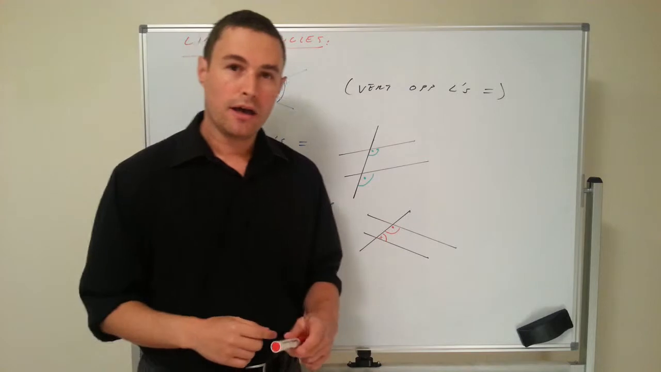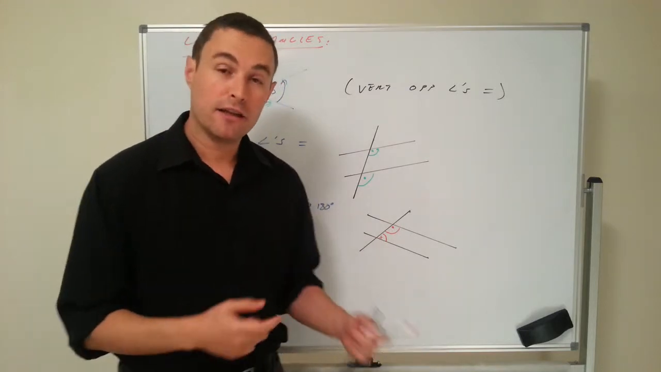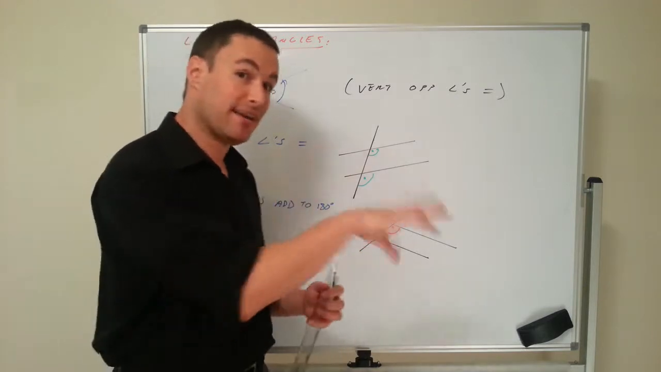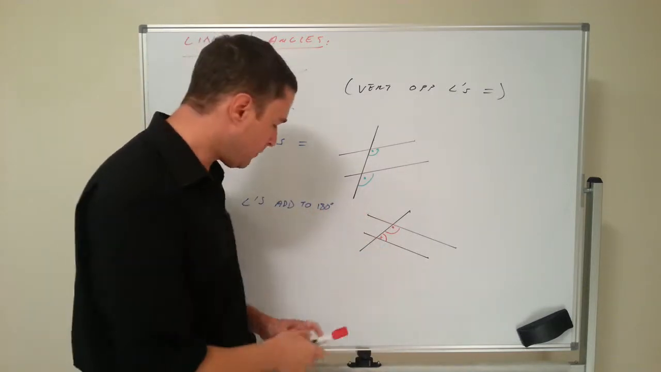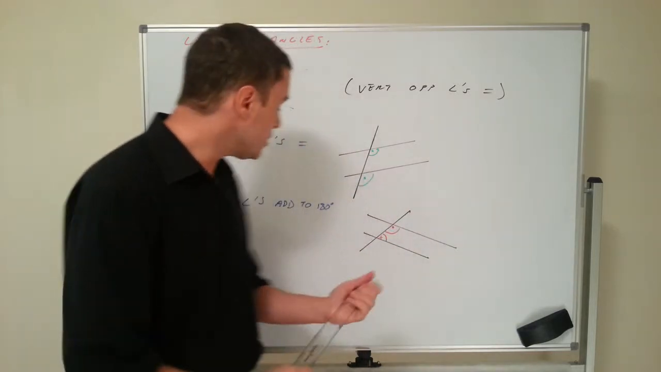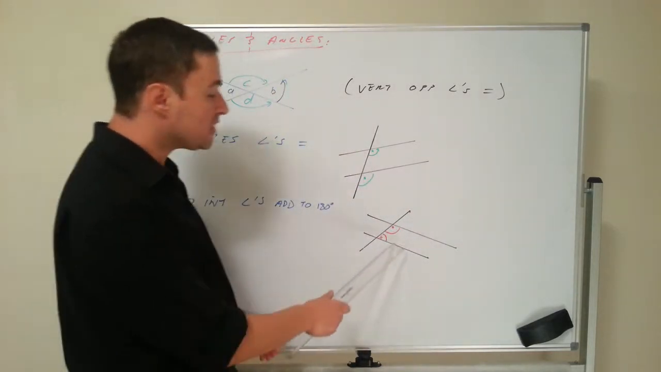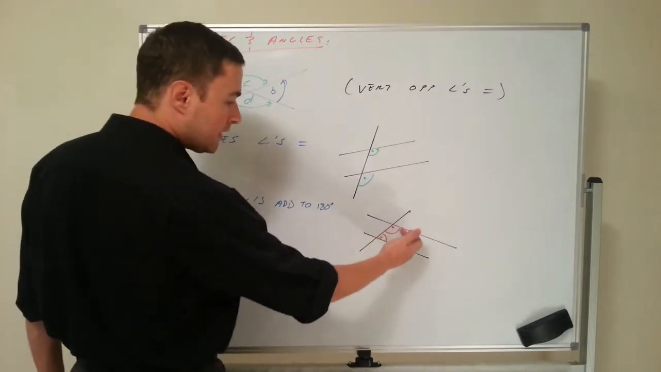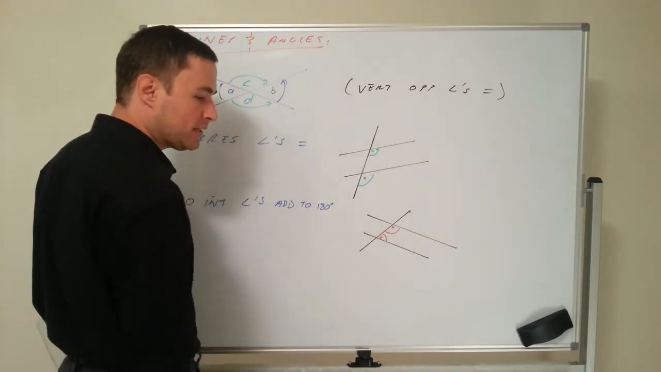Now listen to the word. If I co-produce a movie, that means I produce with someone else. If I cohabitate with someone, that means I live with someone else. So co means I'm doing something with something else. So this here, co-interior, means they're sharing an interior. So these two are sharing an interior, and what happens? They add up to 180.